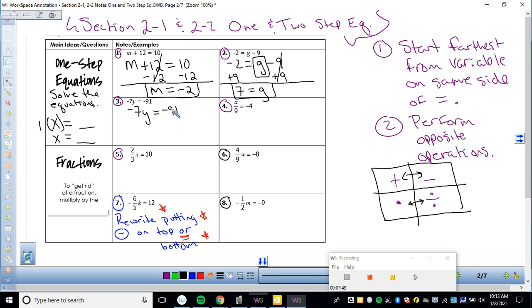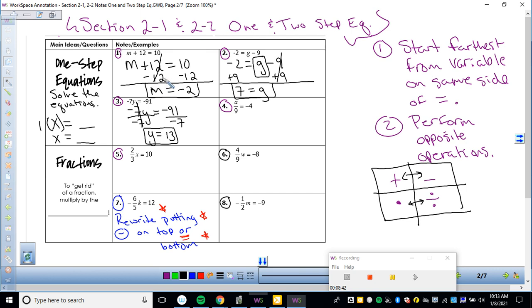Multiplication. Thank you. It is multiplication. So the opposite operation would be division. We show our division like a fraction. So we draw a line underneath, and we divide by the number in front of the variable, negative 7. Negative 7 over negative 7 is 1. So that's how we get 1y. And negative 91 divided by negative 7, we're looking at 13. Here's our box. This is the way I want to see your work on your homework.